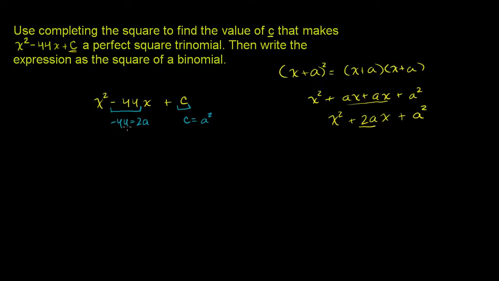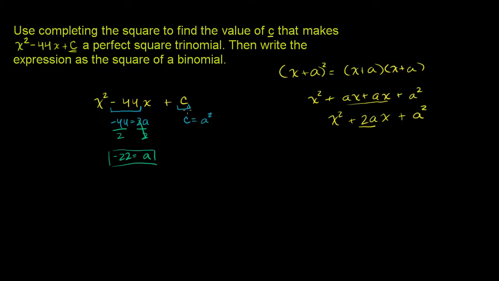So what's a? Well, if we know negative 44 is 2a, we can divide both sides of that by 2. And we know that negative 22 has got to be equal to a. A is half of the coefficient right here. It's half of negative 44. And whenever you complete the square, it's always going to be half of the coefficient right here.